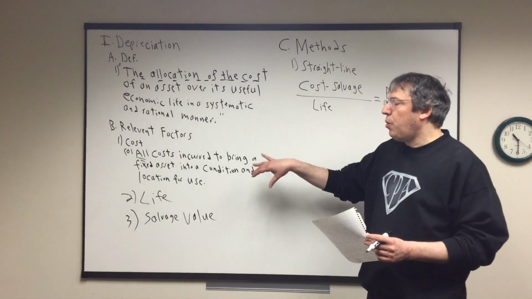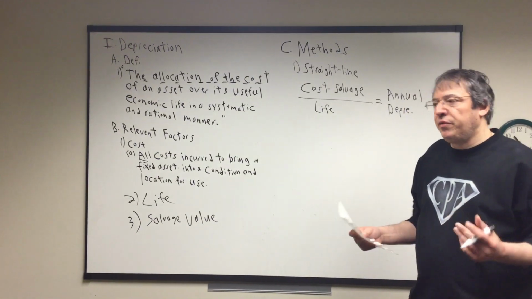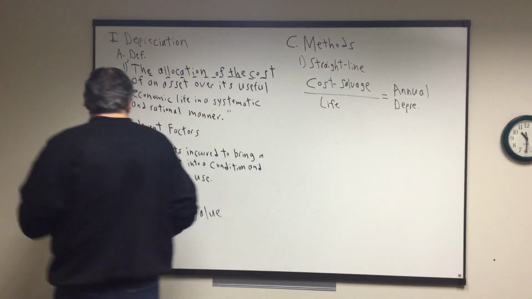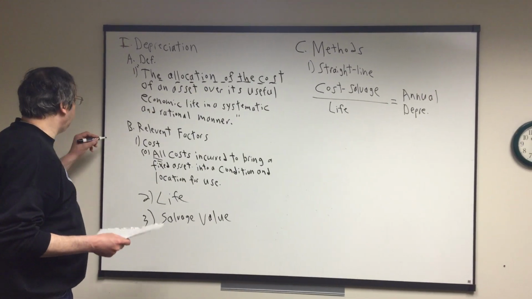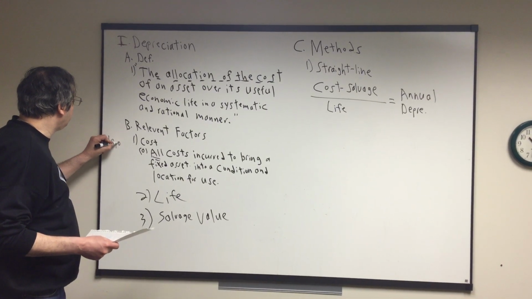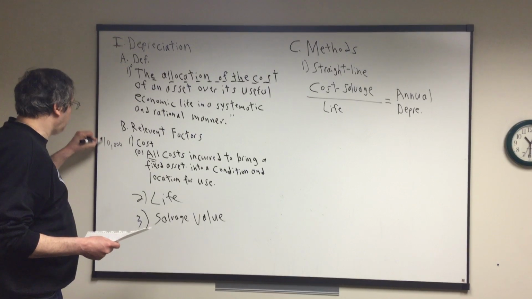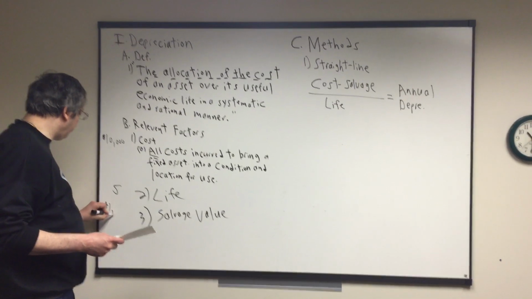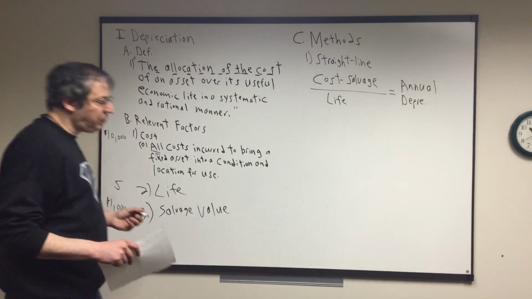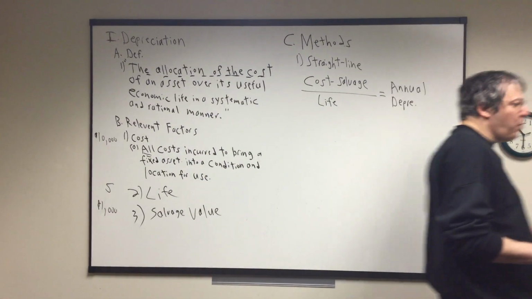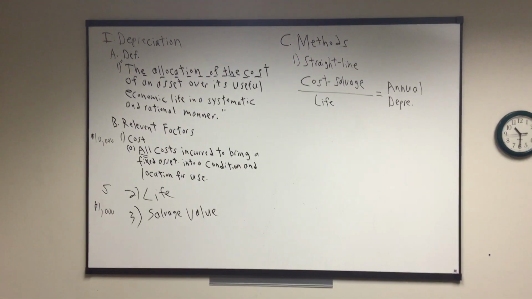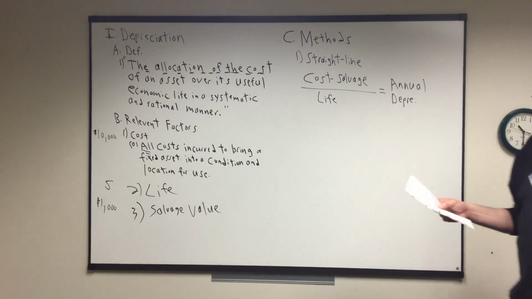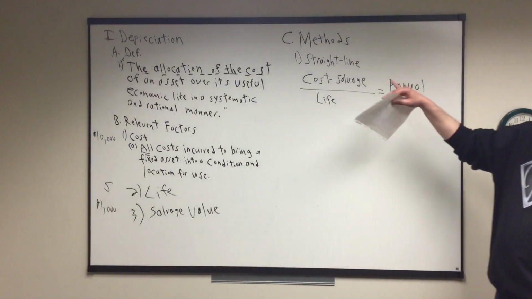And cost is all costs to get the equipment ready for use. So we're going to do an example, and we're going to assume a cost of $10,000, a life of 5 years, and a salvage value of $1,000. Now, there are several methods of depreciation. The granddaddy of depreciation is one that you know already. That's actually pretty easy. It's called straight line depreciation.